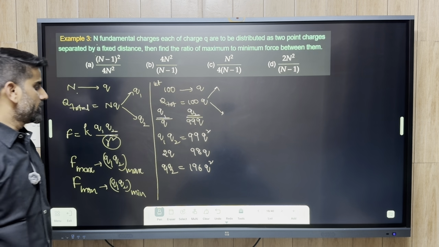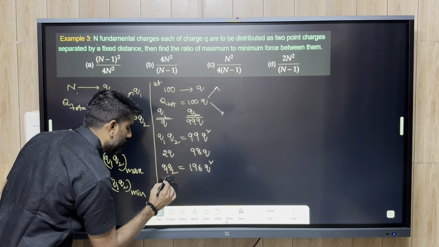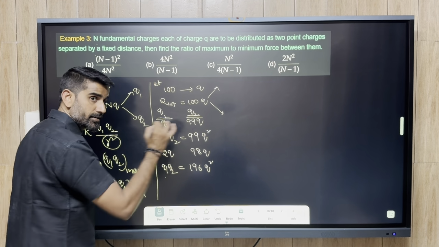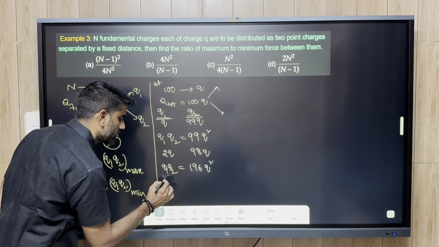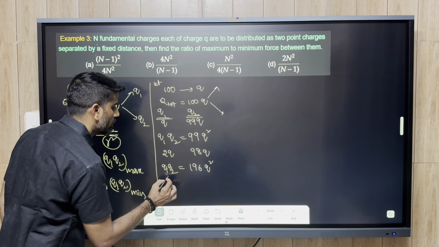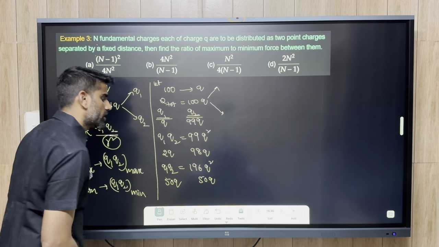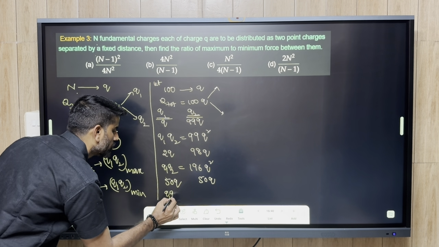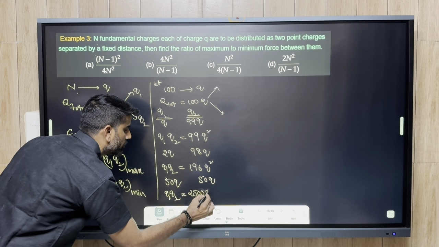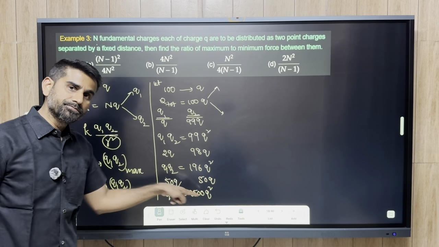196q square. Right. Now instead, what I'm going to do is I'm writing 50, 50. That means this could be the least combination. Now if I write this q1 as 50q and q2 also 50q, then what happens? Q1 q2 would become 50 times 50, 2500 q square. If you look at any combination, you will get less than this value.